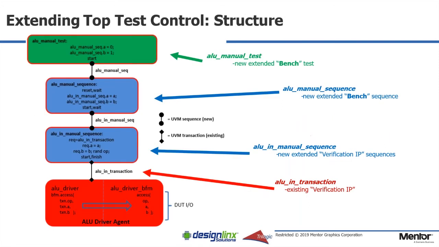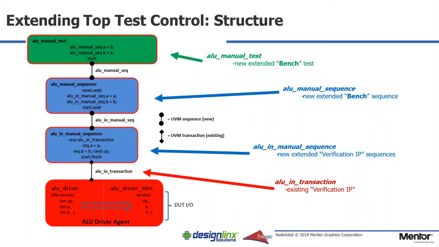So here we go. Here's the graphic of the extending top test control. From the top, in the green box, we have our new ALU manual test. In the bottom, we have the ALU in driver agent, which feeds the pins of the DUT. So how do we get there? We create a new test that has the A and B logic to be able to tickle it at the top. It'll feed the ALU manual sequence, which is an extended bench sequence.